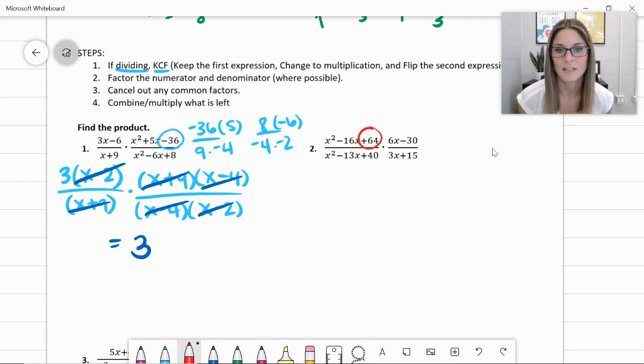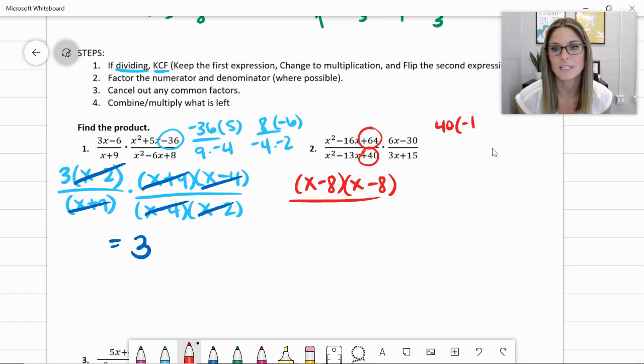That would add up to a negative 16. That would be a negative 8 and negative 8, so x minus 8 times x minus 8. In the denominator, another leading coefficient of 1, so just the factors of 40 that would add up to a negative 13. I could do negative 5 and negative 8. So those factors would look like x minus 5, x minus 8.